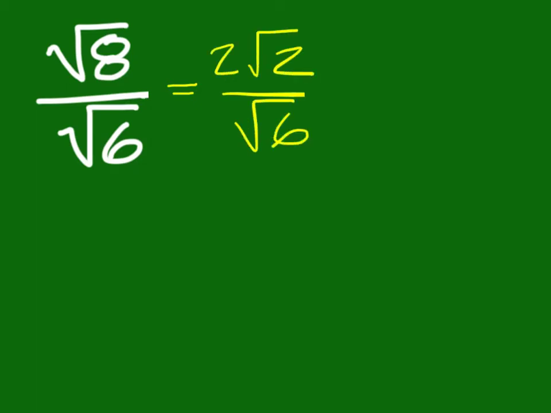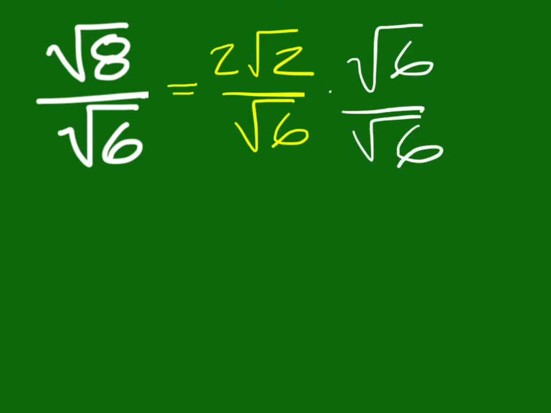Example 4. Square root of 8 over square root of 6. The square root of 8 can be simplified. If you do that first, you come up with 2 square root of 2 on top. And then multiply the top and the bottom by the square root of 6 to come out with 2 square root of 12 over 6. You can reduce the 2 and the 6, and you can simplify the square root of 12.